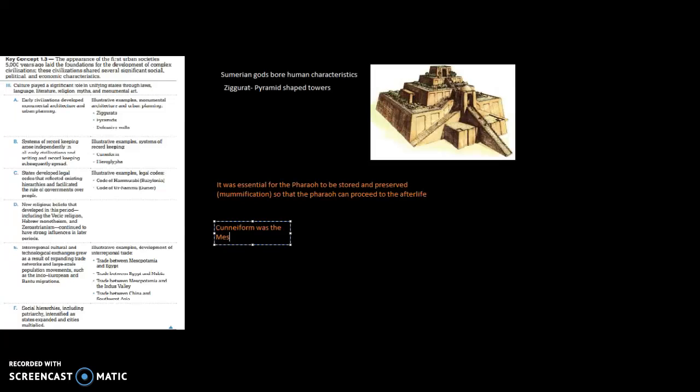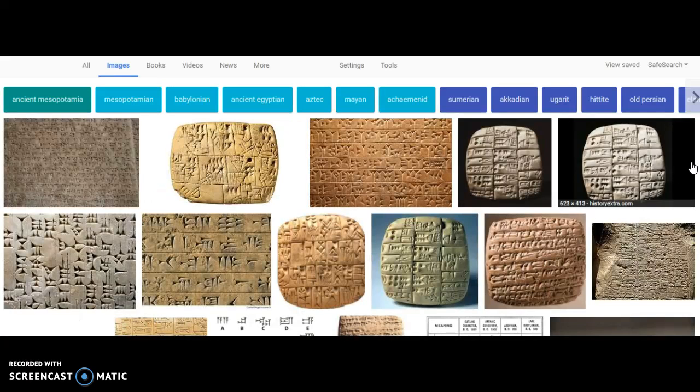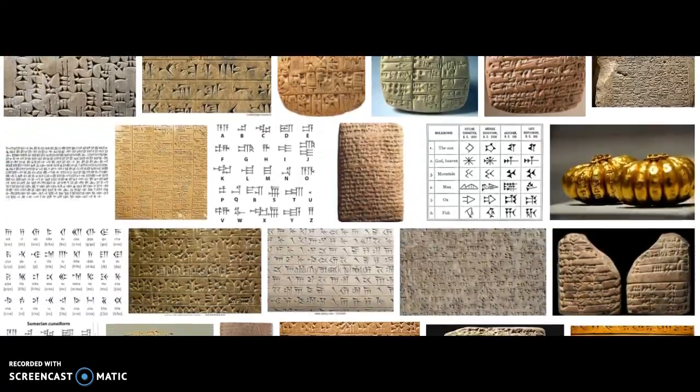Cuneiform was the Mesopotamian writing system. Originally they were economic, but it came to have multiple uses. Written documents with the seal became proof of legal actions. It was also used to describe literature. It was also used to expand on religious topics and political topics. Here are some examples of cuneiform.